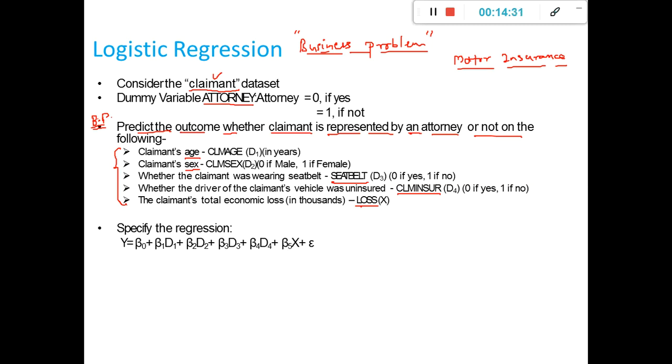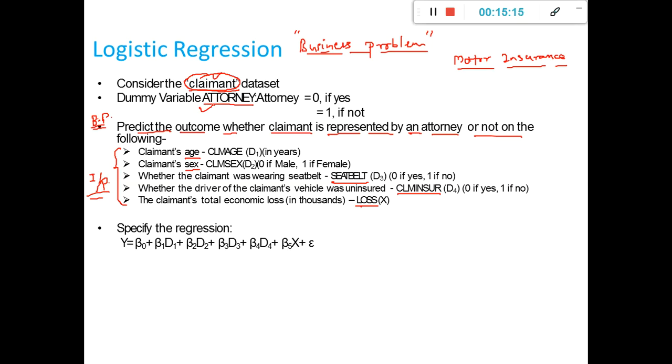So suppose an insurance company is not giving the claims or not settling the claims for an accident policy for any claimant, then whether the claimant is going to hire an attorney and go against the company in court or not. This is the business problem given to us. So we have to write a model which will predict, based on these inputs, whether that particular claimant will hire an attorney against the company or not. This is the business problem in simple terms.